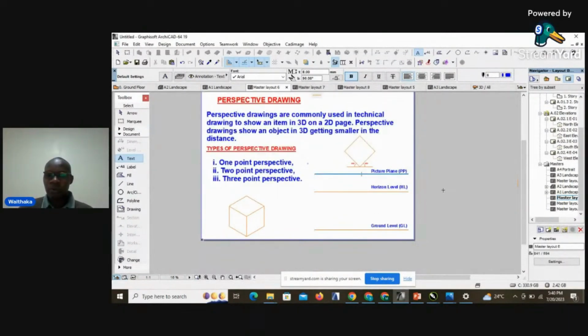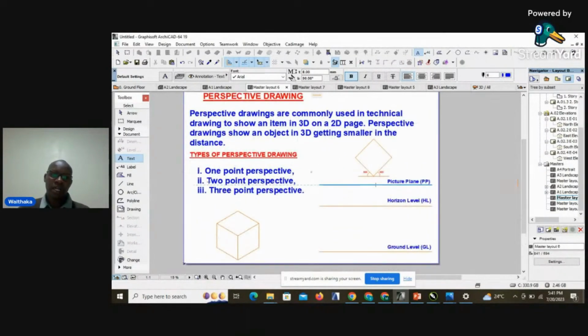So far we've looked at a number of things. We've looked at what perspective drawings are, and we said they are drawings that are used in technical drawing just to demonstrate 3D objects in 2D dimension. And we've also seen the various types of perspectives that are there. We've talked of one-point perspective, two-point perspective, and three-point perspective. And we've also seen how a layout of generating a perspective is usually organized.